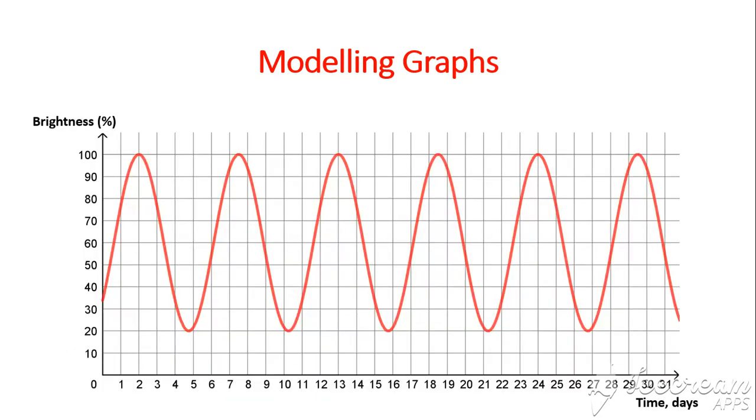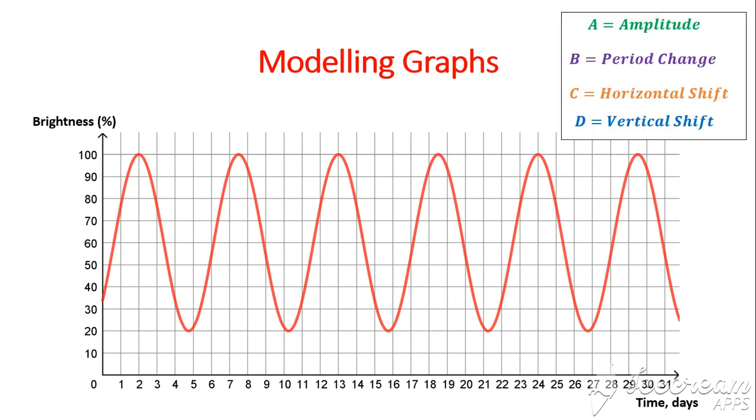Right, here is our example of what it looks like as a graph. We have brightness on the y-axis. Brightness has been measured in percentage. And we have the time in days on the x-axis. Right, our job is to figure out the values of A, B, C, and D. And in this video, we're going to show you a couple of cool tricks that'll help you learn this. So let's get into the first trick.